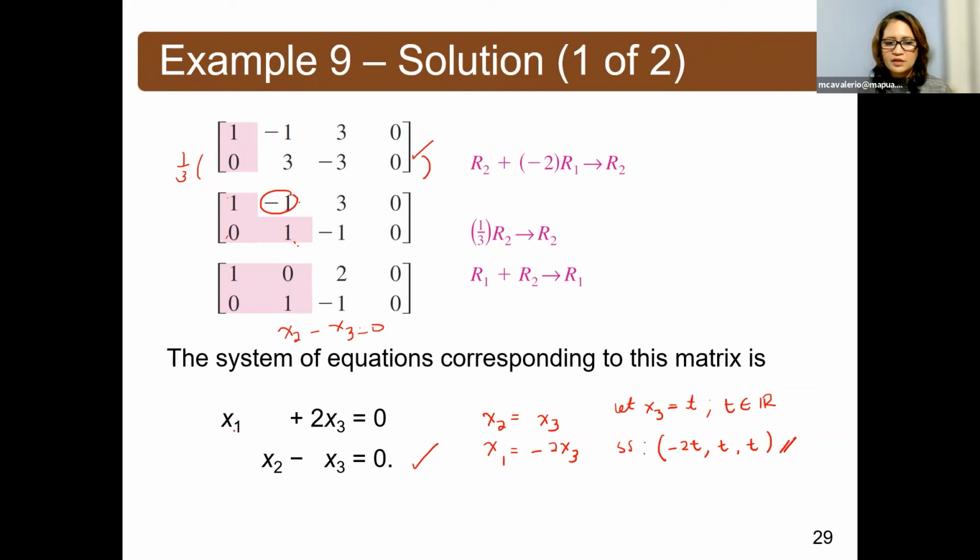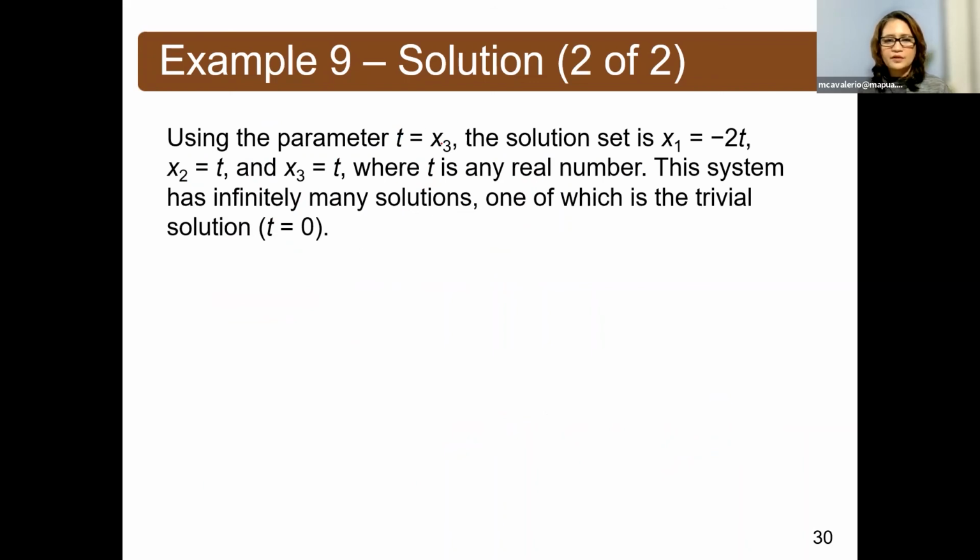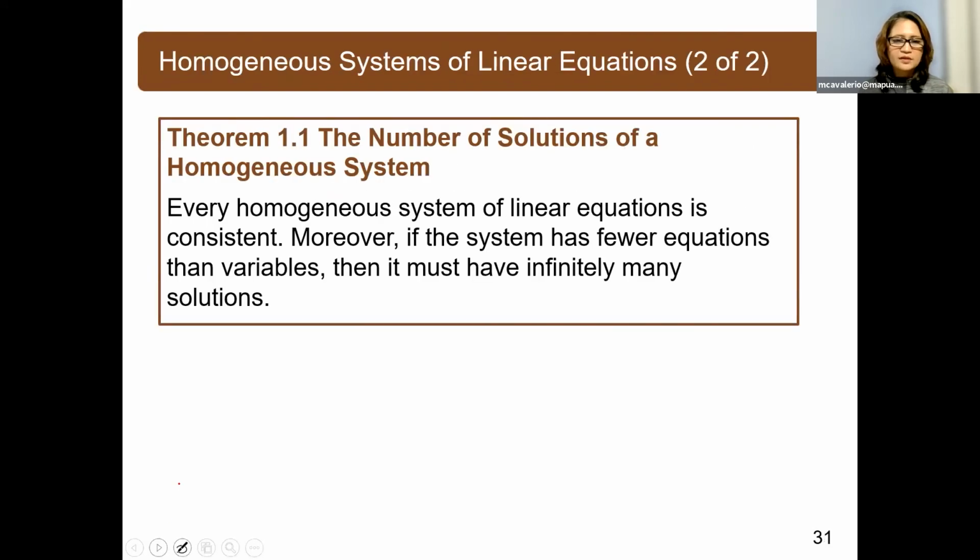So we can test it here, say negative 2 plus 2 is 0. Okay, and then again, if t is equal to 1, then we have negative 2, 1, 1. We don't have x sub 1 here, but we have t to be 1, and 1 minus 1 is also 0. Okay, so again, we have here the use of the parameter to represent x sub 3, so that the solution set is simply given by negative 2t, t, and t. Of course, if t is 0, then we will have the trivial solution. We come up with 0, 0, and 0.